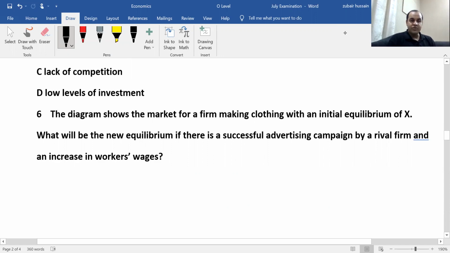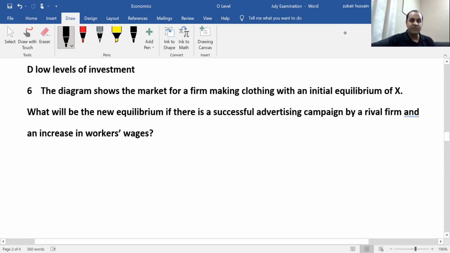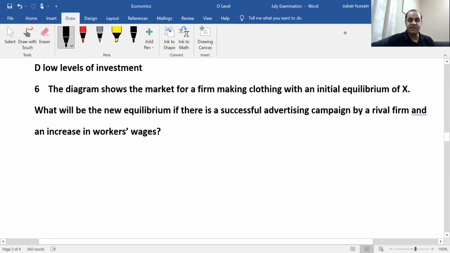Sixth one: the diagram shows the market for a firm making clothes with initial equilibrium at point X. What is the new equilibrium if there is a successful advertisement campaign? Students, advertisements have a relationship with the demand curve. When there is an increase in successful advertisement, the demand will increase, which means the demand curve will shift towards the right.